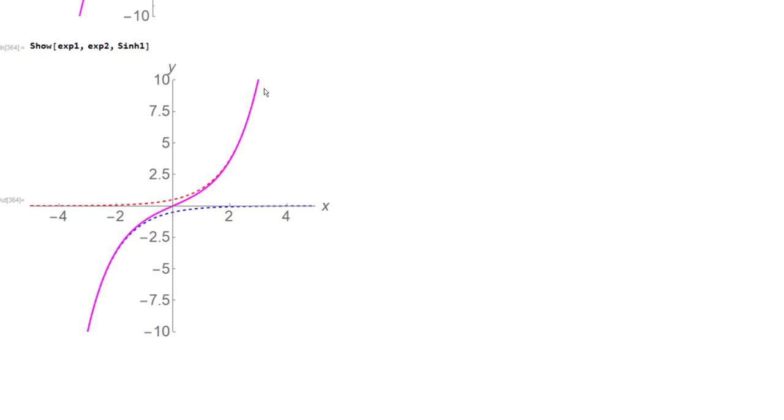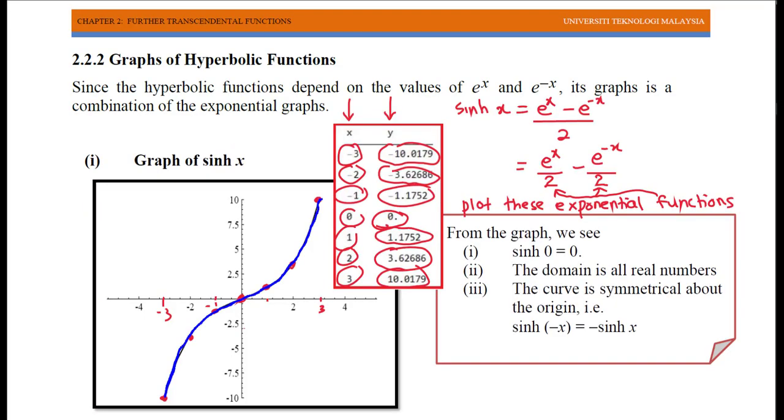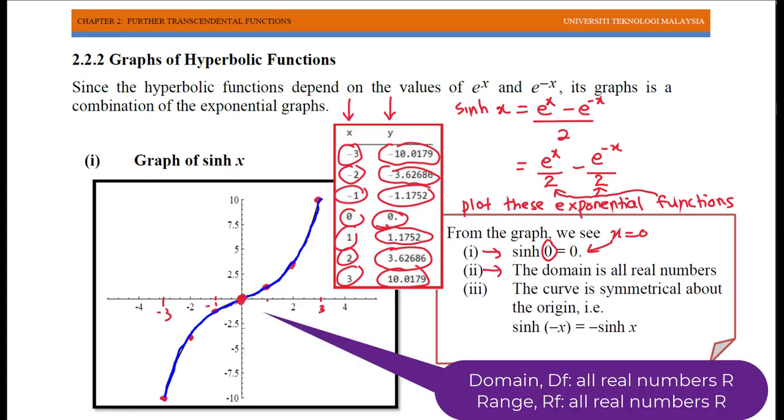The red color is e power of x divided by 2, and the blue color is negative e power of negative x divided by 2. The combination of these two exponential graphs gives you sinh x like this. Okay class, from the graph we see that when we substitute x equal to 0, we get sinh 0 equal to 0. And the domain is all real numbers.